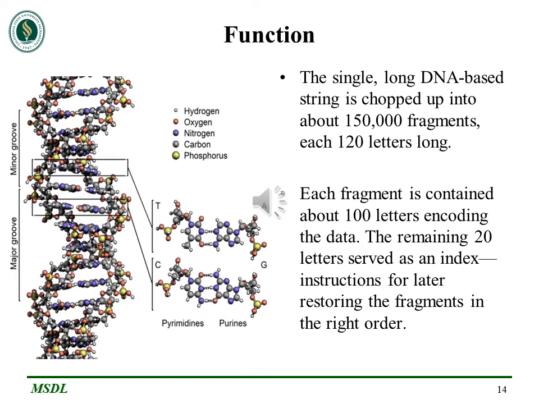The single long DNA-based string is broken into about 150,000 fragments, each 120 letters long. Each fragment contains about 100 letters encoding the data. The remaining 20 letters serve as an index instruction for later restoring the fragments in the right order.